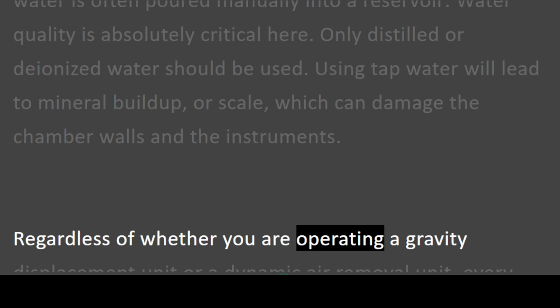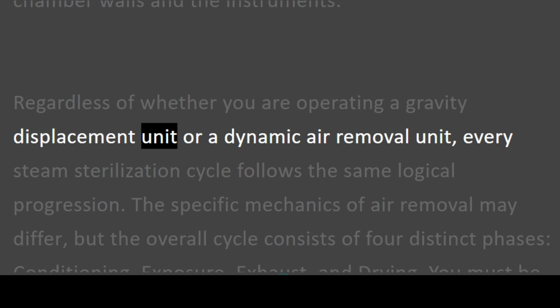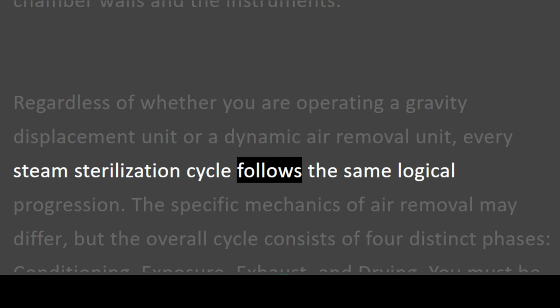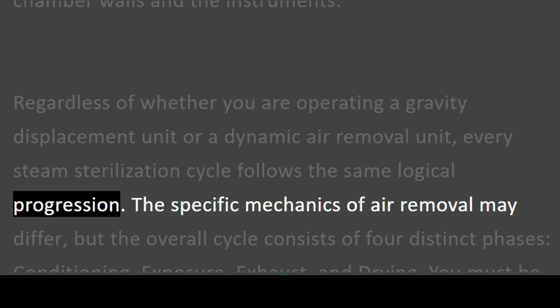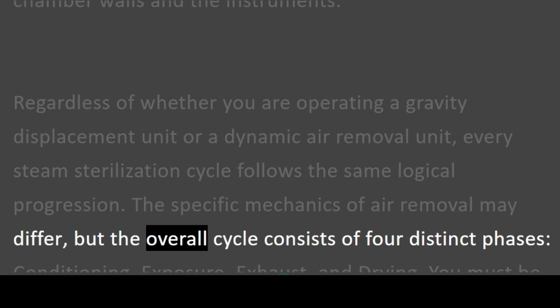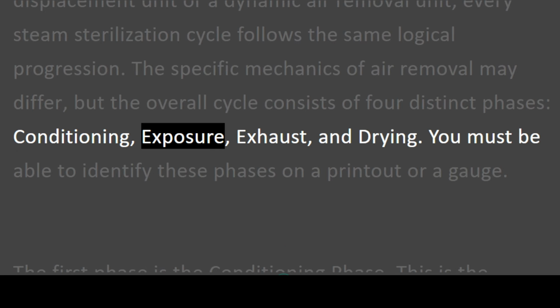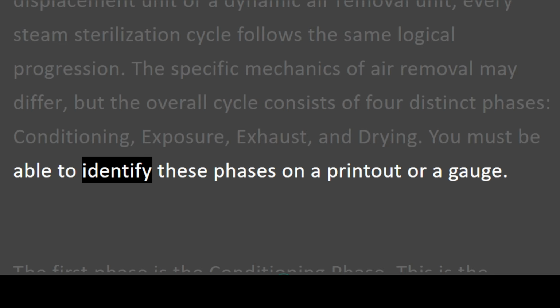Regardless of whether you are operating a gravity displacement unit or a dynamic air removal unit, every steam sterilization cycle follows the same logical progression. The specific mechanics of air removal may differ, but the overall cycle consists of 4 distinct phases: conditioning, exposure, exhaust, and drying. You must be able to identify these phases on a printout or a gauge.